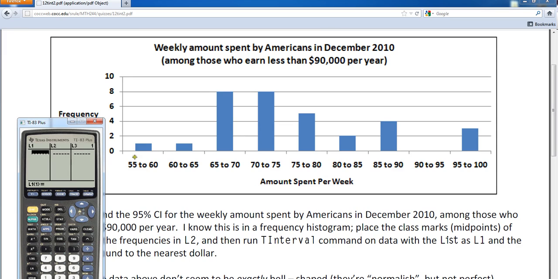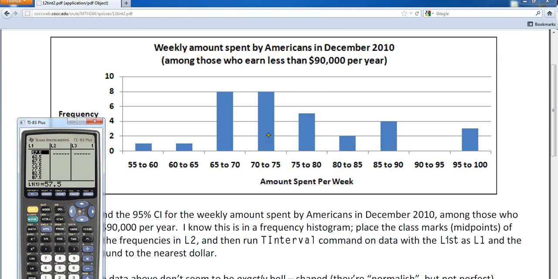And in L1, we're going to place the midpoints of each of these groups. 62.5, 67.5. The reason we're doing this, as you might remember from 243, is it's all we can do. If we're trying to get an idea, 82.5, 87.5, 92.5, and 97.5. All right. It's the best we can do.